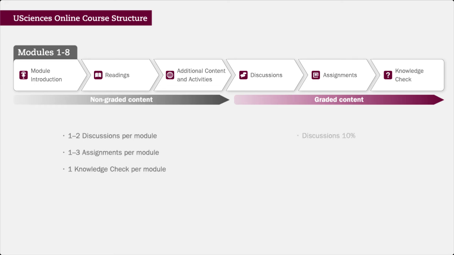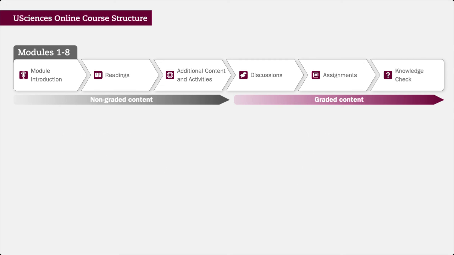The average of all course discussions is worth 10% of your final grade. The average of all course assignments is worth 60% of your final grade. And the average of all course knowledge checks is worth 10% of your final grade. The 1 final exam per course is worth 20% of your final grade.